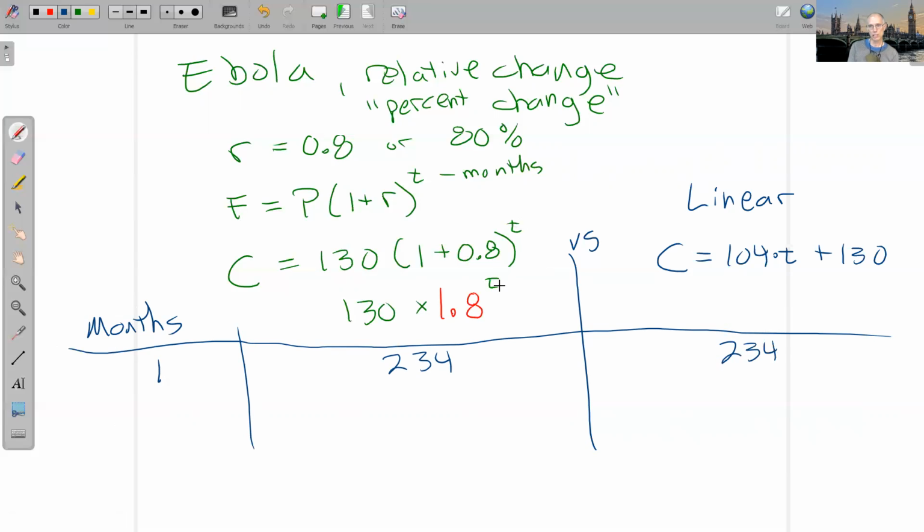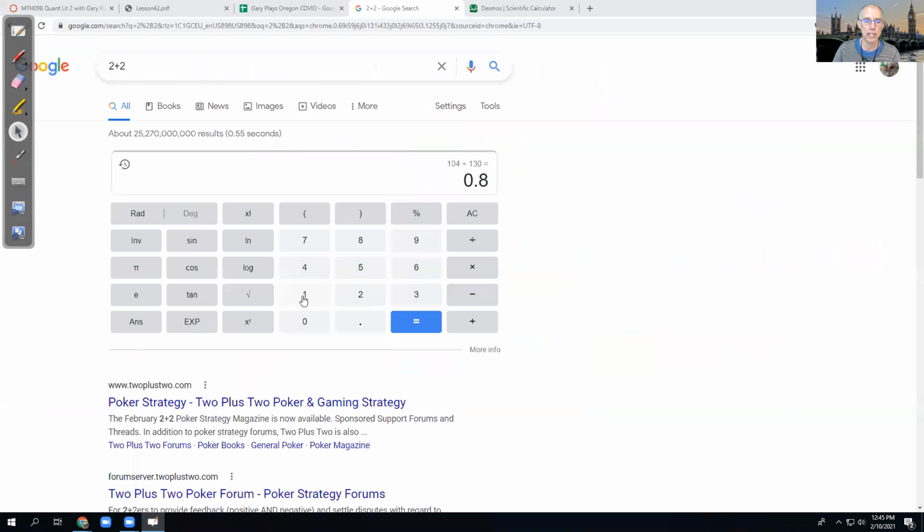And if we plug 1 into either of these formulas, we should get that 234 back. So I'm just going to double check that. Remember that 234 was given to us for the next month. So if I take my 130 times 1.8 raised to the power 1, there's my 234 from the exponential relative model. If I take my 104 times 1 month plus the 130, that's my linear version of the formula, 234.